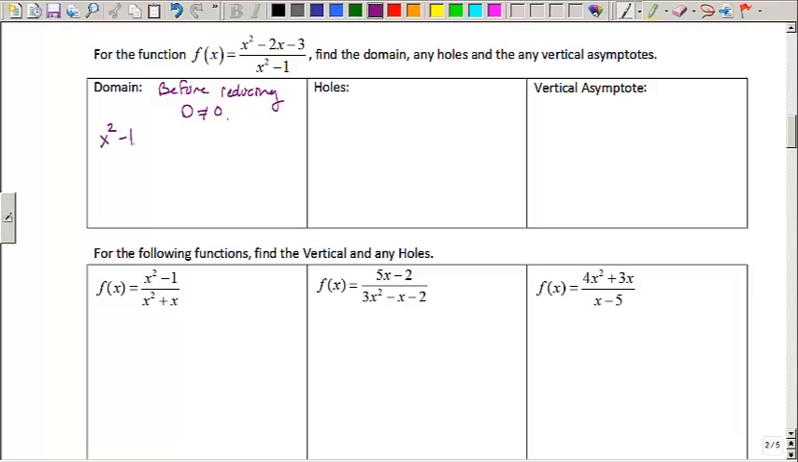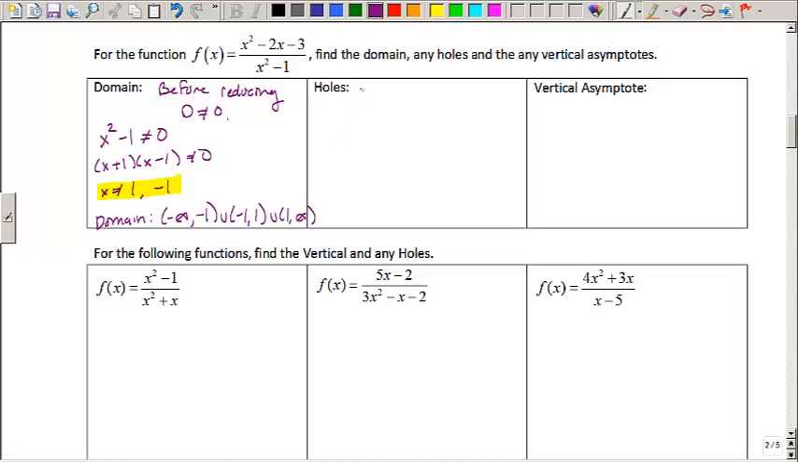So x squared minus 1 cannot be equal to 0 because it's a denominator. So x cannot be 1 or negative 1. My domain in interval notation would be negative infinity to negative 1, union negative 1 to 1, union 1 to infinity. But notice that we have two excluded domain values. Of these two excluded domain values, we may have holes or may have vertical asymptotes at these 2 points. I need to figure out which one's which, or if I have any.